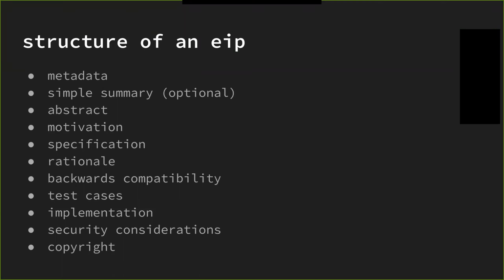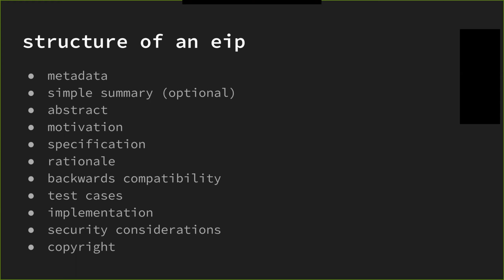I don't want to go into too much depth on every single portion of an EIP, but just so that people understand, this is the general template that a standards track EIP would follow. And this is very much geared towards a code heavy EIP. We have things like test cases and implementation and stuff. And so maybe the informational or meta type of EIPs wouldn't have these sorts of things. But for the standards track EIP, you would want to follow this sort of structure.